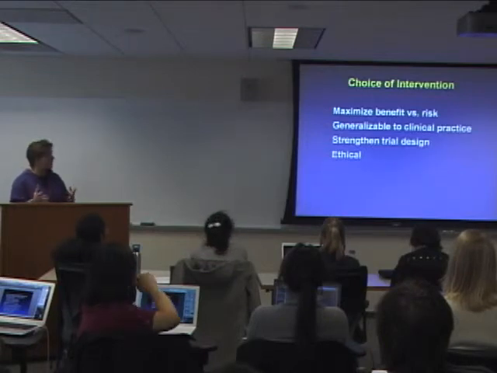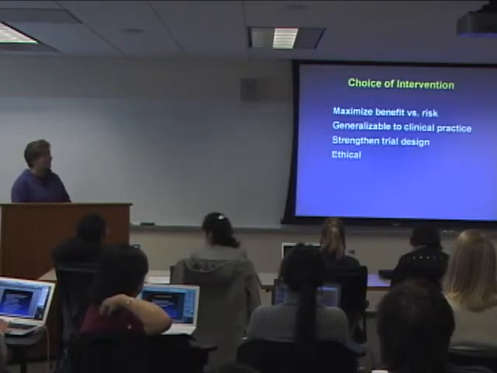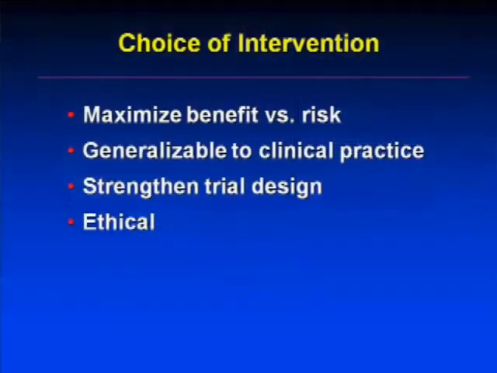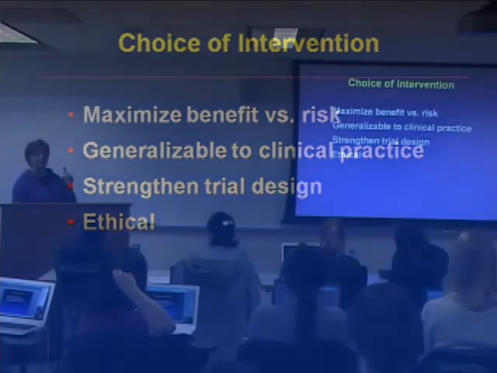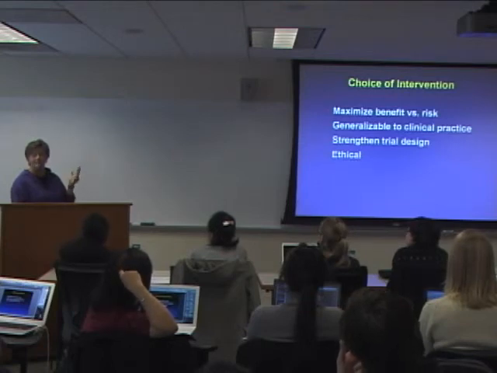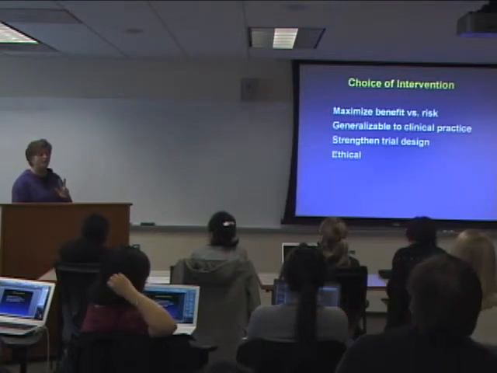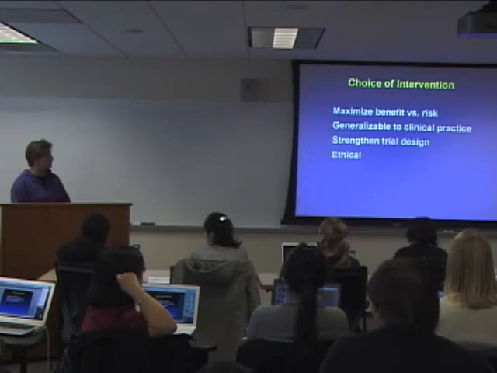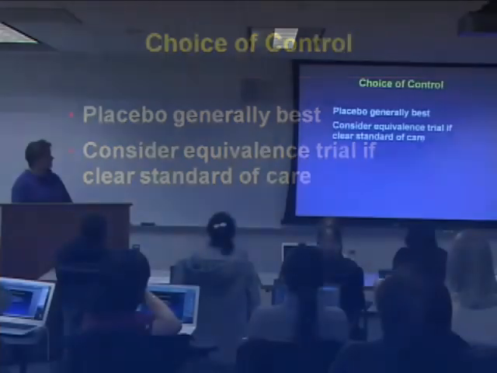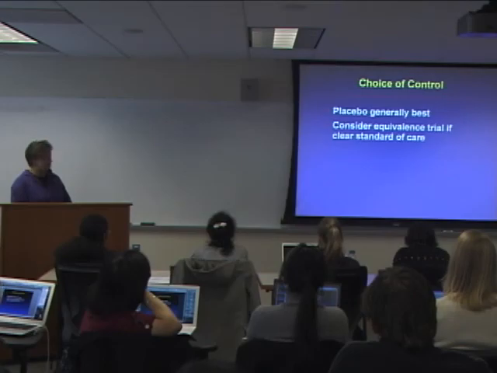Choice of intervention. So you've got to trade off benefit and risk. And please try to think about interventions that are generalizable to clinical practice. And after that, interventions that allow you to strengthen your trial design, particularly recruitment. If you make your intervention difficult, time-consuming, unpleasant, you're going to have a really hard time recruiting people to use them. In terms of controls, placebo is generally the best. You should try hard to come up with some sort of a placebo control, and then consider equivalence if there's a standard of care.